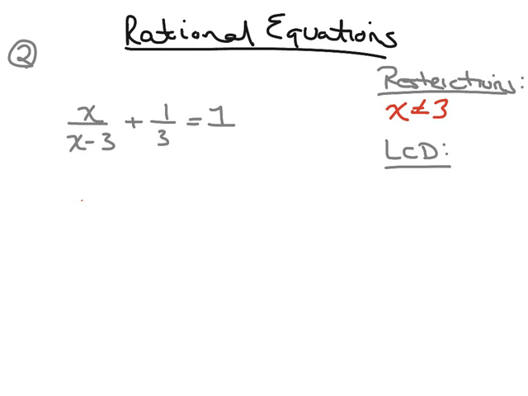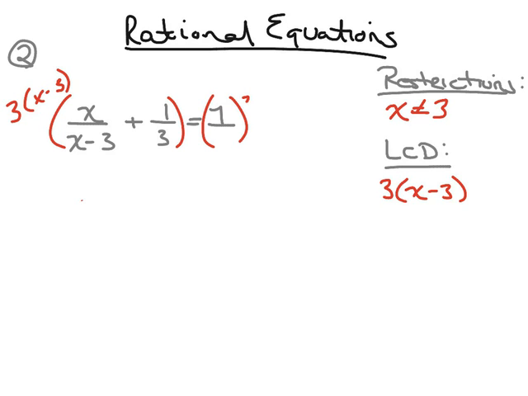Now I need to find the least common denominator. I've got x minus 3 as one of my denominators. I've got 3 as my other denominator. So my least common denominator is both of these multiplied by each other. So I'm going to use 3 times x minus 3 as my least common denominator. This is what I'm going to multiply both sides of the equation by. 3, x minus 3. Same thing over here, 3, x minus 3.